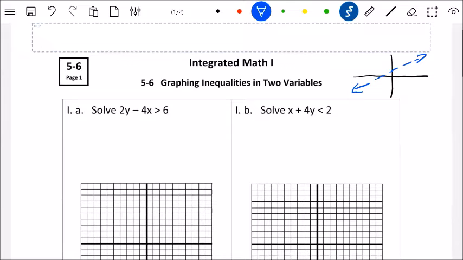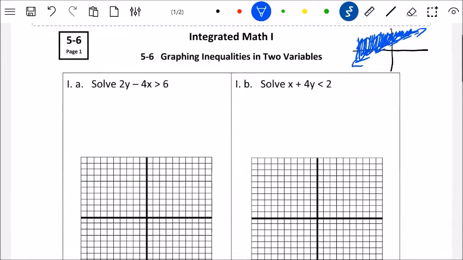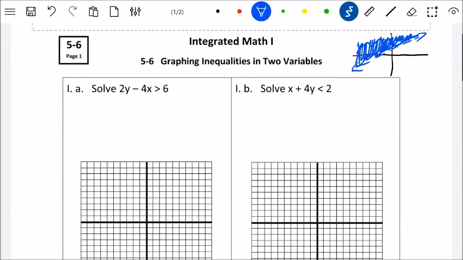Once we do a dashed line, we're going to find out which side to shade. The side that's shaded has all the answers that would solve it and make the inequality correct. The other side, they're not correct. So our goal is to find the right shaded area, and that means we have to first graph the line. So let's talk about it.